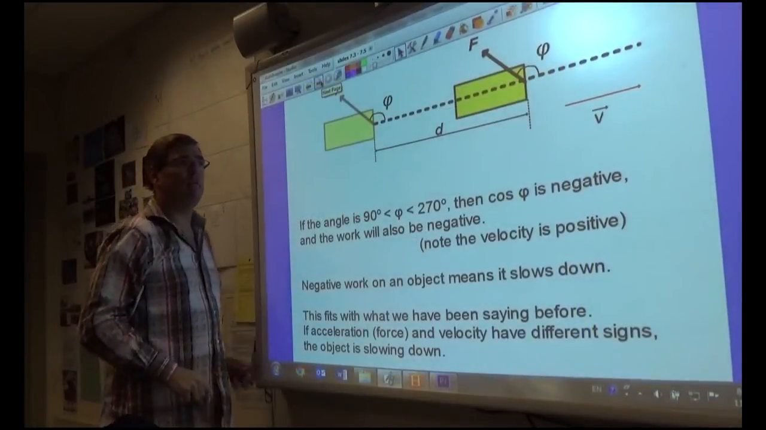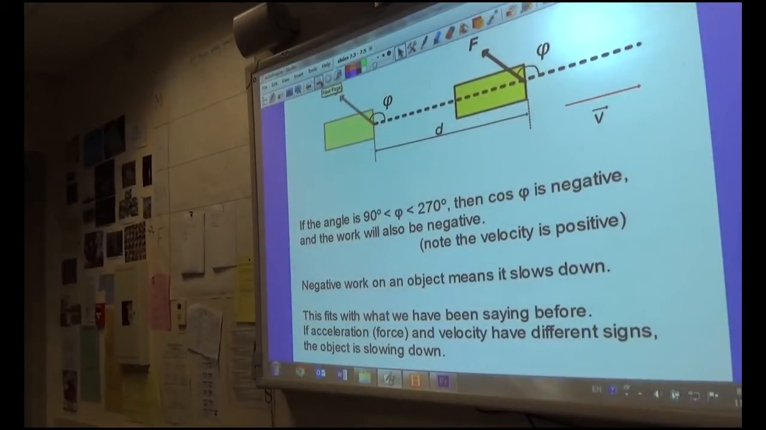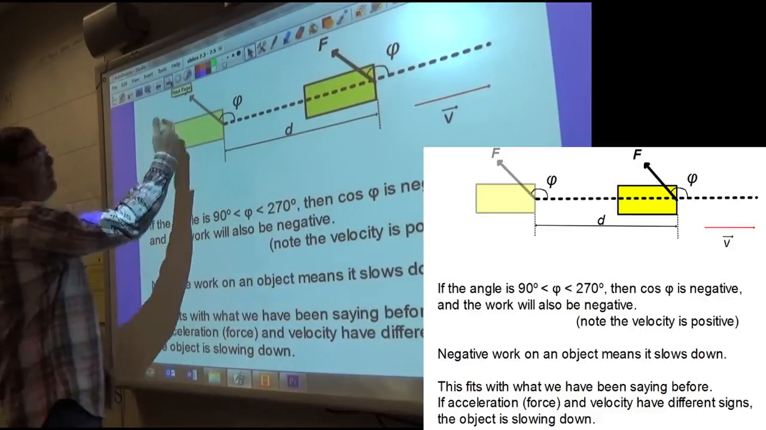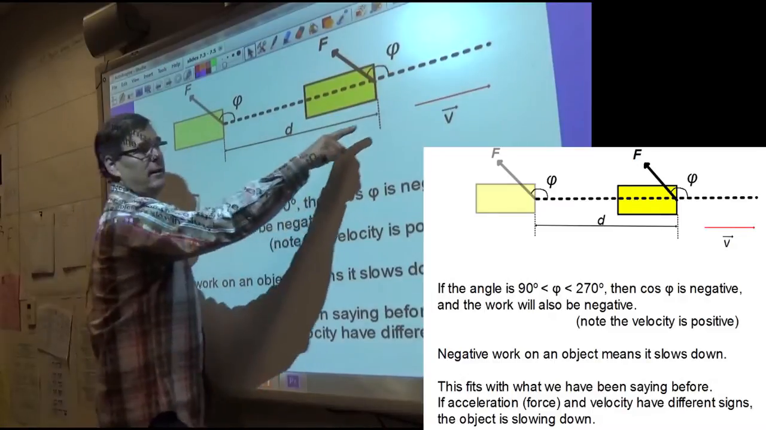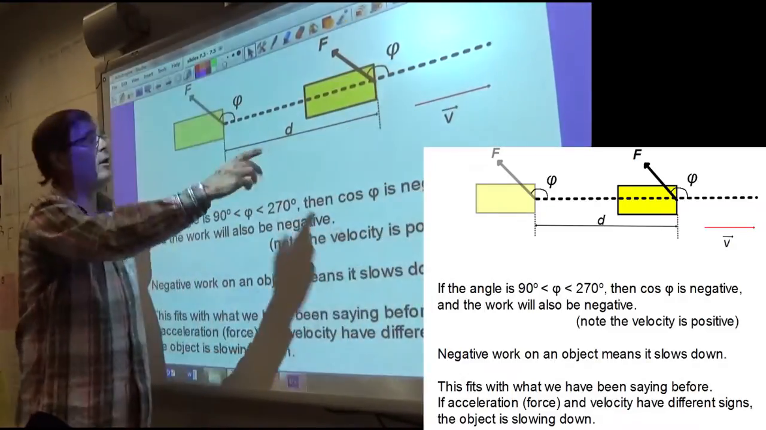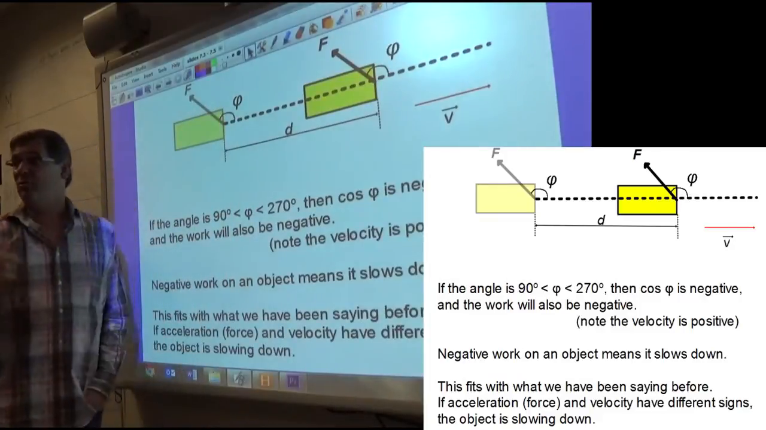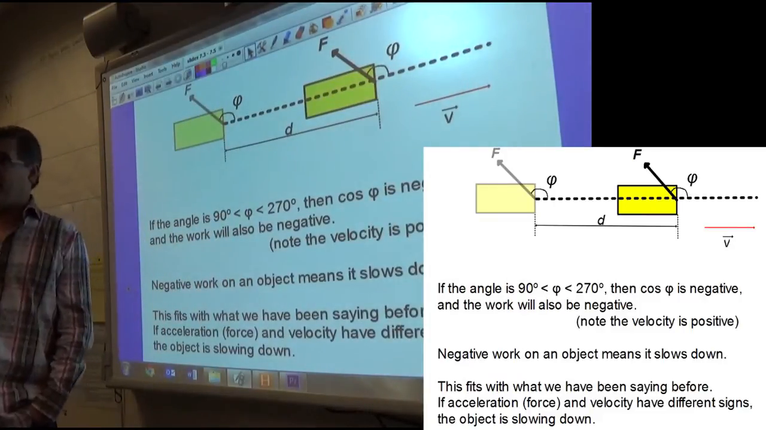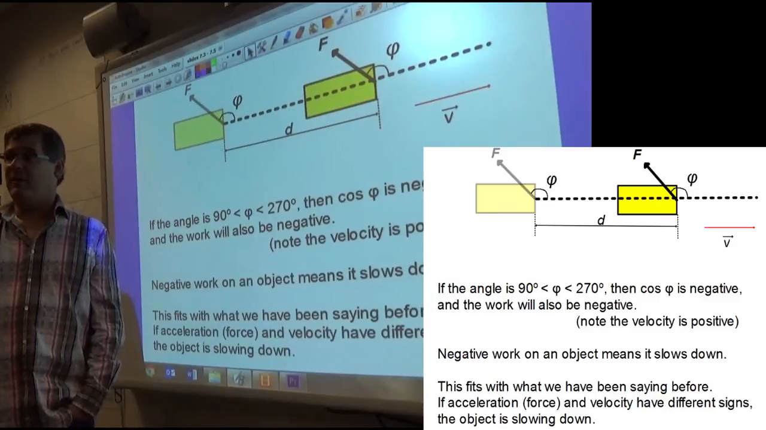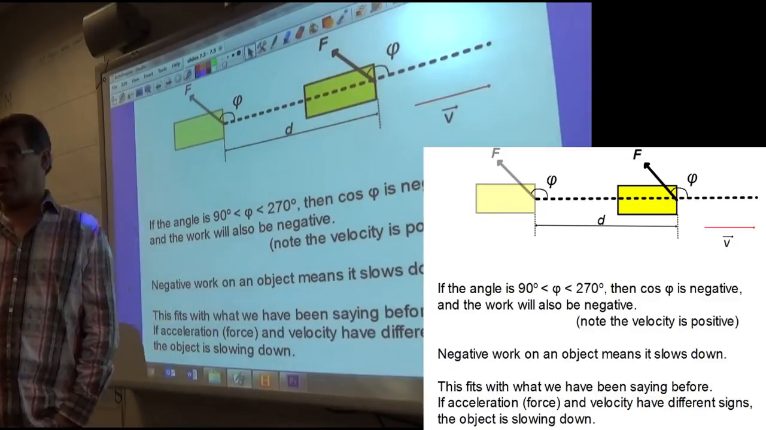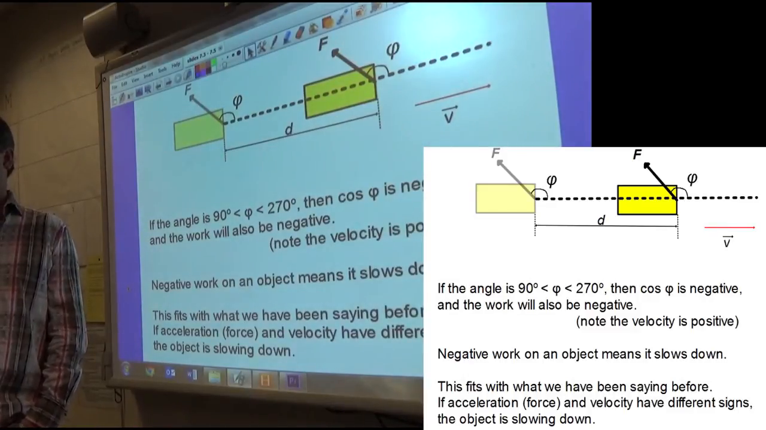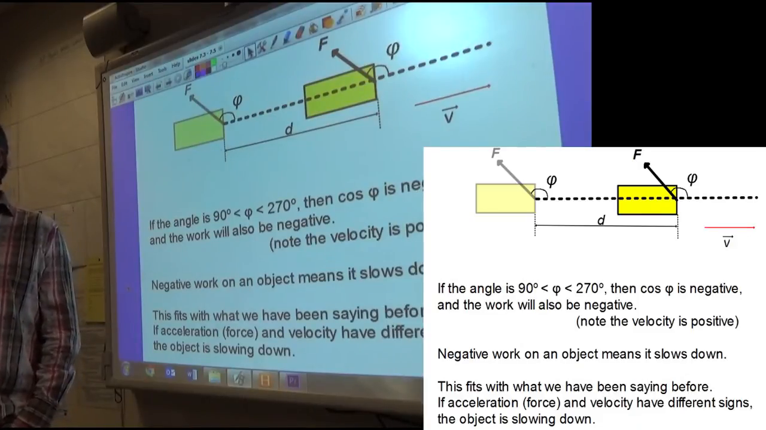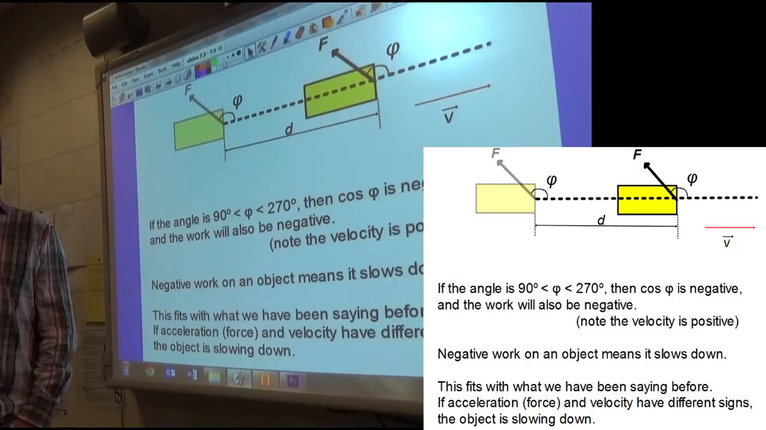Okay, what if the force was greater than 90 degrees? Now my X component of force is in a direction that is opposite to the displacement. Notice that the block is still moving to the right, but my X component of force now is to the left. Remember what we said earlier in the year about acceleration and velocity? If they have the same sign, what is happening to the object? If acceleration and velocity have the same sign, it's speeding up, right? If velocity and acceleration have opposite signs, the object is slowing down.